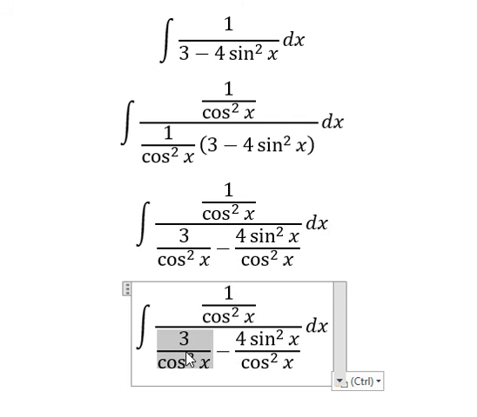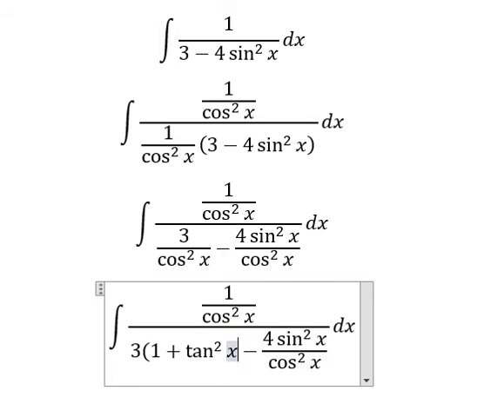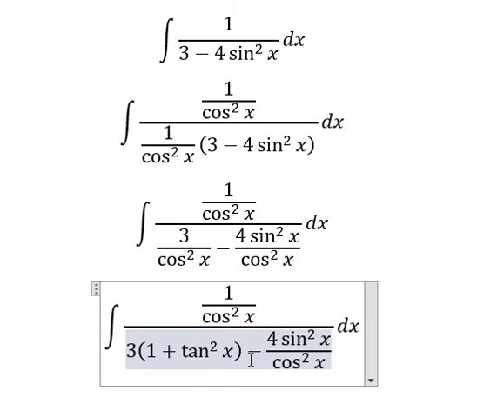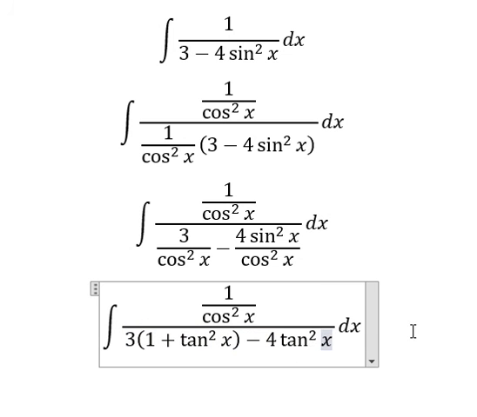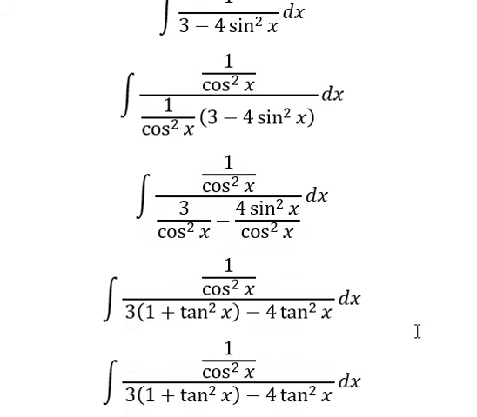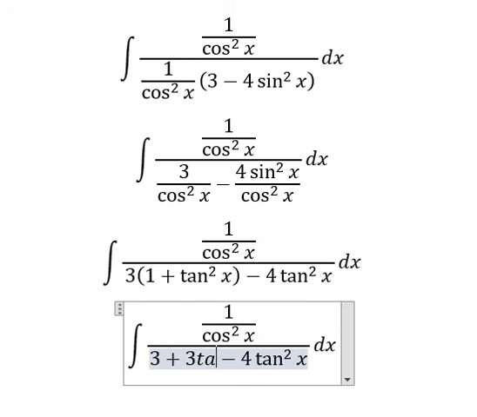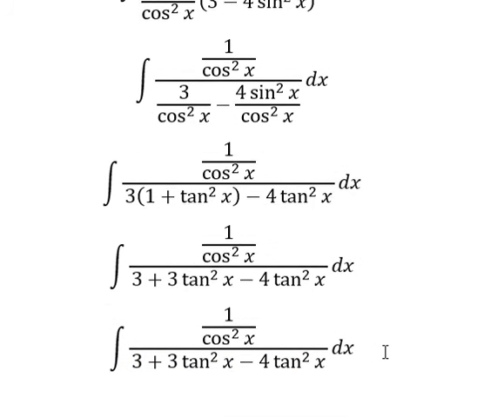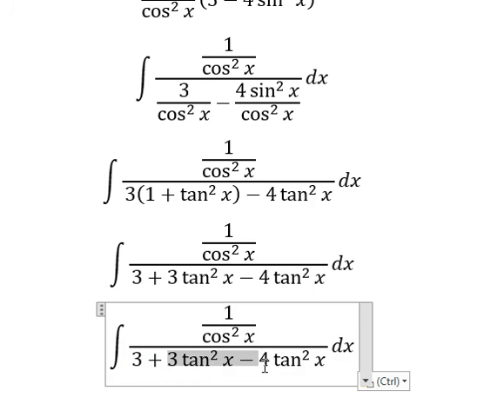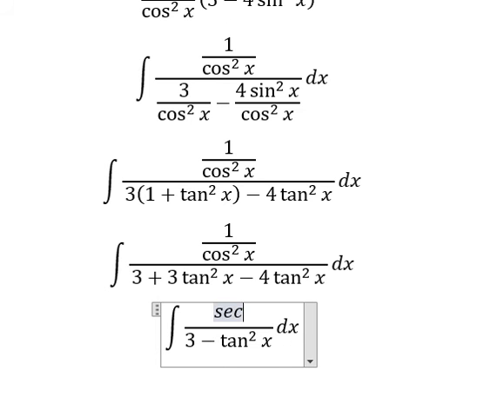This one we change for 1 plus tan x squared. This one we change for tan x. So we have 3 plus 3 tan x squared, and this one we have negative tan x squared. This one we change for secant of x squared.